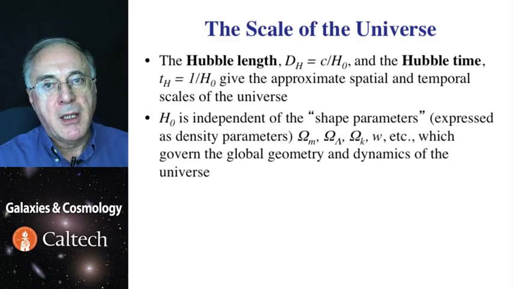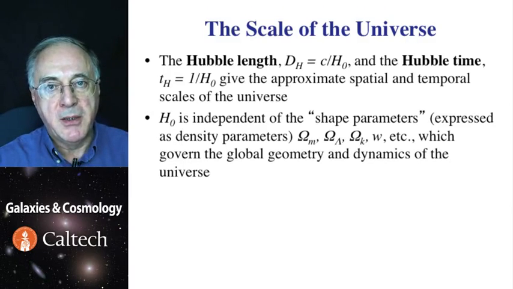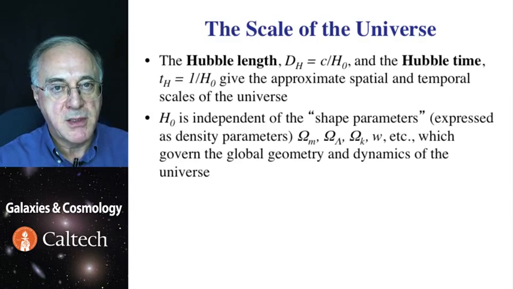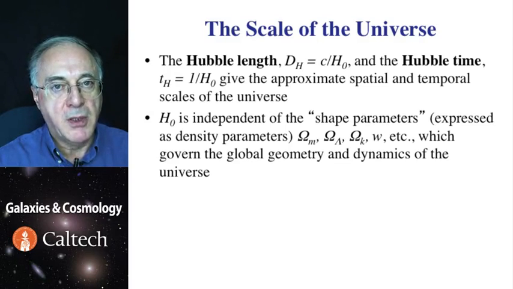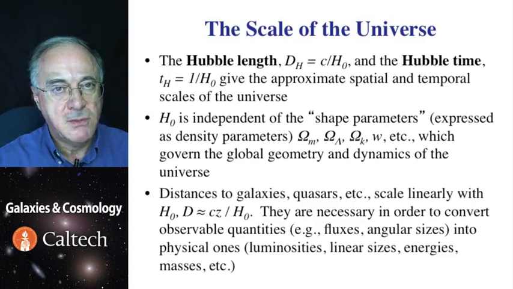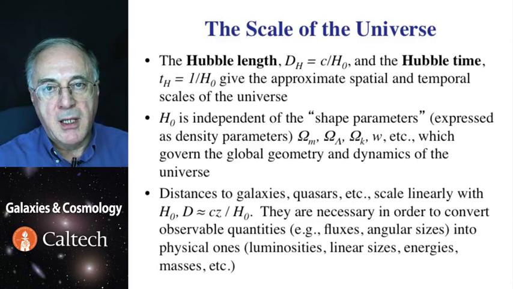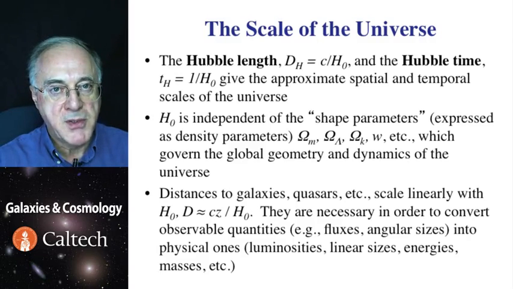Note that Hubble's constant is independent of all other cosmological parameters. We have this neat separation between Hubble constant that sets the scale and all other parameters that describe the qualitative behavior of the universe. So distances to anything, galaxies, quasars, anything in cosmology, scale with Hubble's constant, and thus its importance.